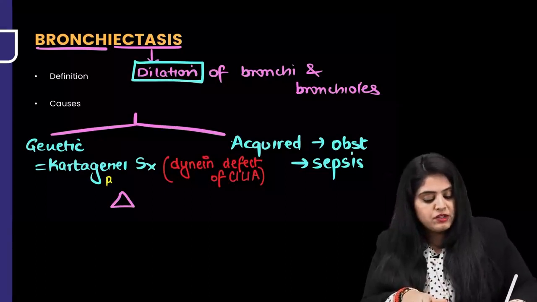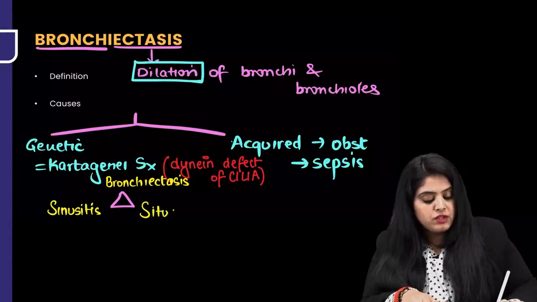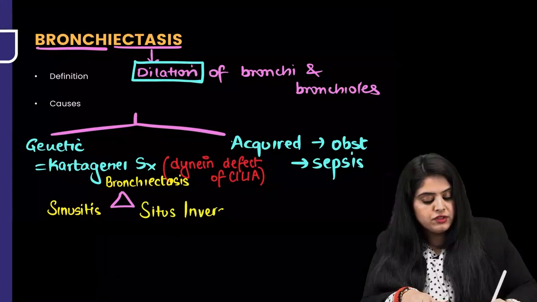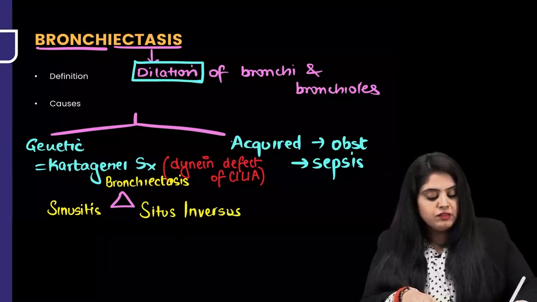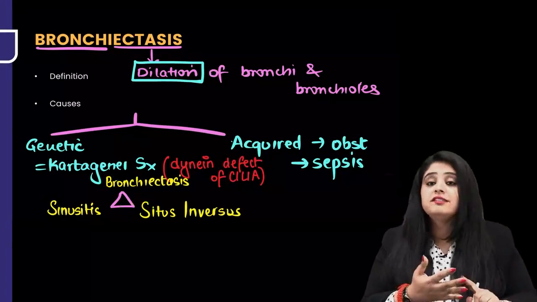Obviously, the first part of the triad is in front of you, and that is bronchiectasis. That is the lungs stop having a proper function. Similarly, sinuses. These patients also have sinusitis, and these patients also have situs inversus. So please remember, that is bronchiectasis, you already know. Then there is sinusitis, and there is situs inversus.